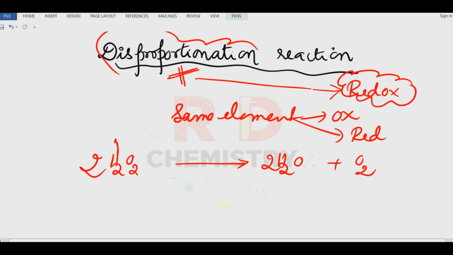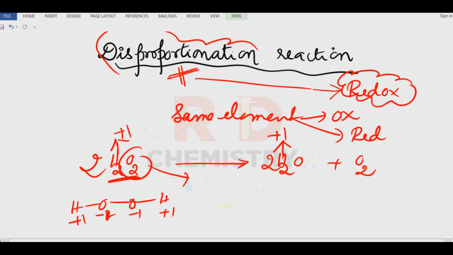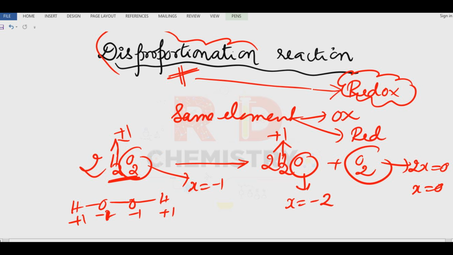Now, in general, hydrogen is always +1, correct? There is no change for the hydrogen here. It remains the same. But you know that this is the peroxide, H-O-O-H. Hydrogen is +1, oxygen is -1. Remember, in this case, oxygen is in the -1 state. In case of water, the common oxidation state of oxygen is -2. Here you calculate for oxygen: 2x is equal to 0, x is equal to 0, correct?